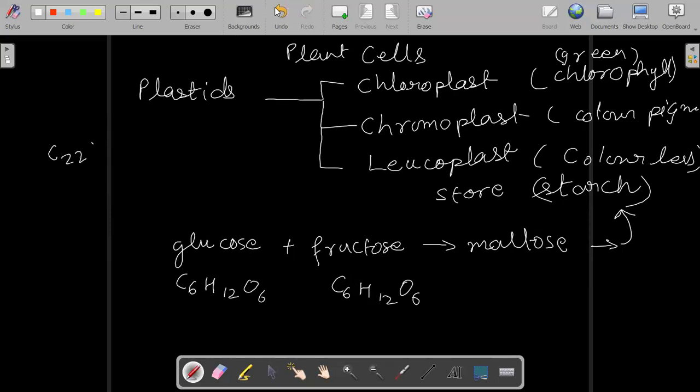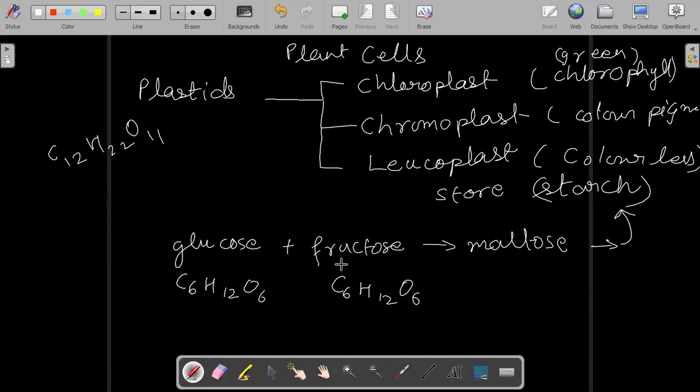Sir, fructose and glucose are both sugars only? Yes, both. So glucose and fructose are both sugars, but glucose is the simplest form of sugar. Fructose is also the simplest form of sugar. With the difference between them, fructose also has some fruity smell.